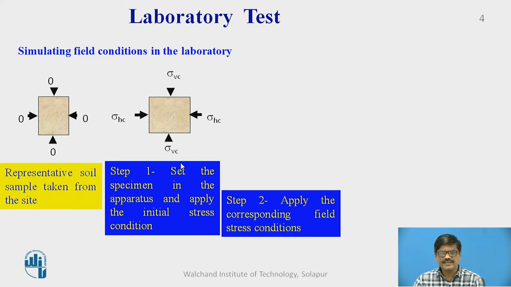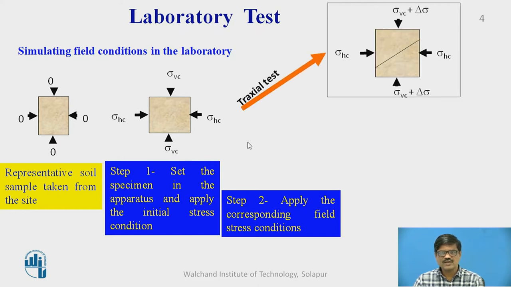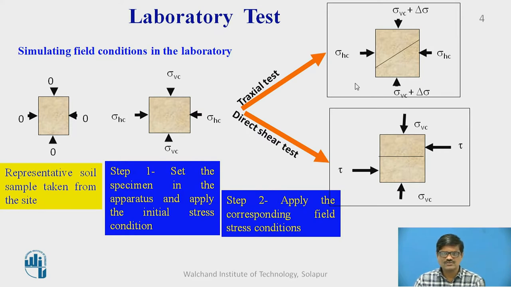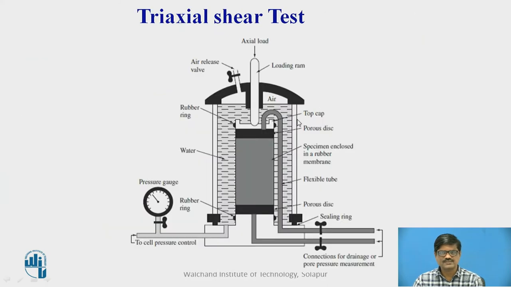Now, based on our approach, there are two methods. If I apply additional vertical stress and cause the failure, then that concept is used in the triaxial shear test. And if I apply a horizontal force and make the soil fail, that particular approach is used in the direct shear test. So today, let us focus on the triaxial shear test.